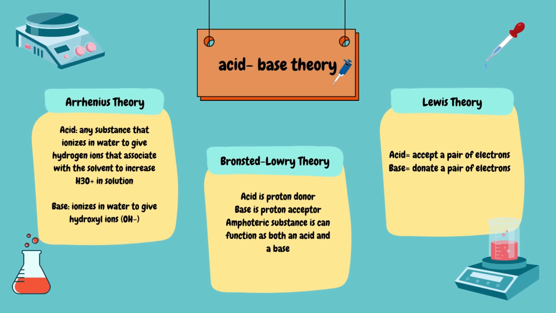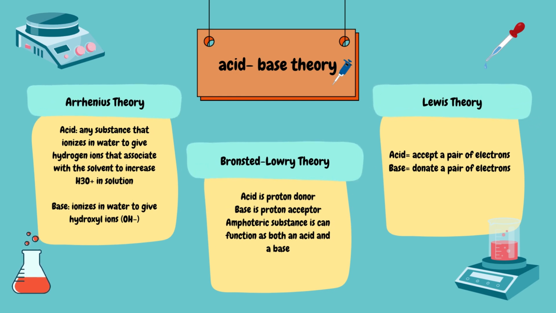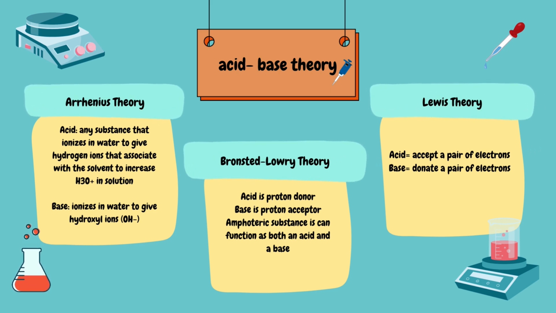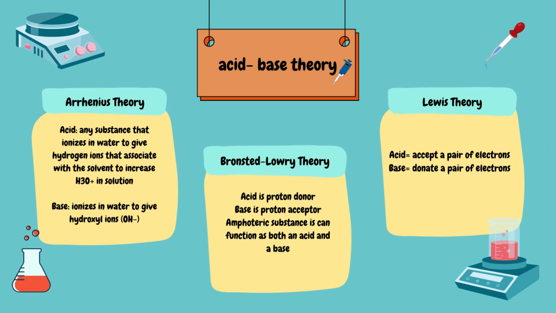Okay, time to geek out a bit. What makes an acid and a base? We've got three theories here. Arrhenius: acids give off H+, bases give OH-. Basic, Bronsted-Lowry: acids are proton donors, and bases, proton acceptors. Lewis: acids accept electron pairs and bases donate them.